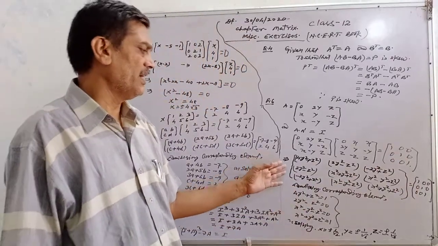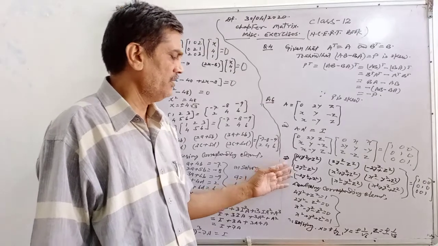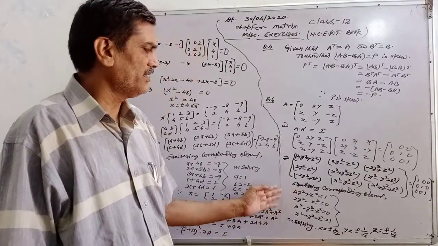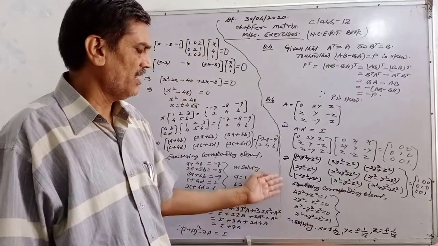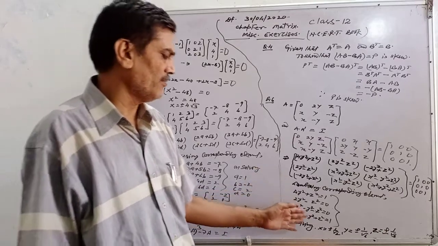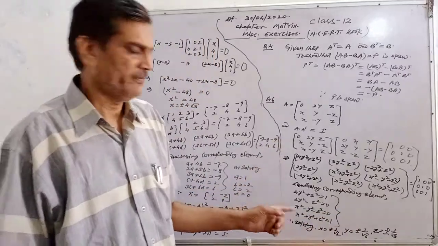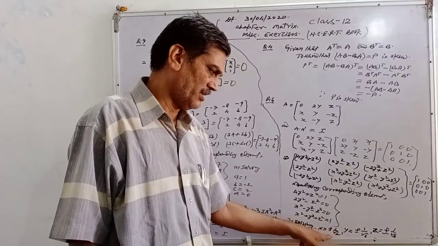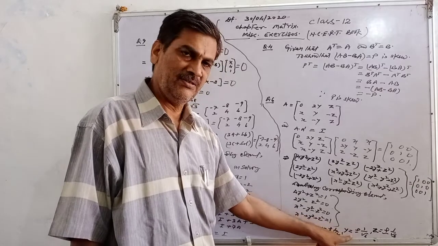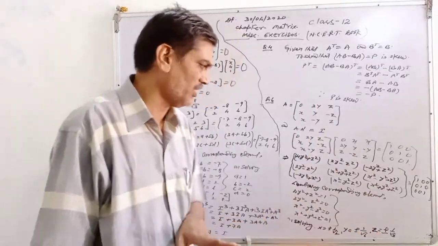Now equalizing their corresponding elements, after equalizing you get many relations in x, y, z, and when you solve these relations, easily you can determine the values of x, y, z. So after solving, x is plus minus 1 by root 2, y is plus minus 1 by root 6, and z is plus minus 1 by root 3.